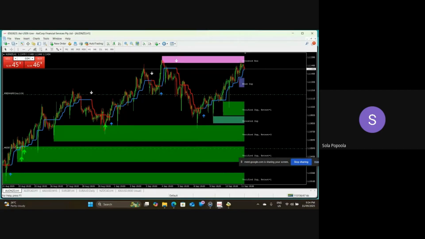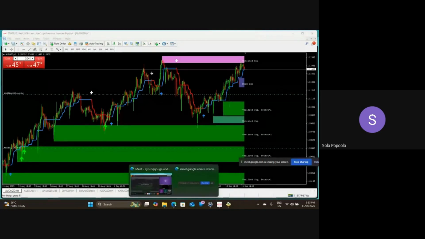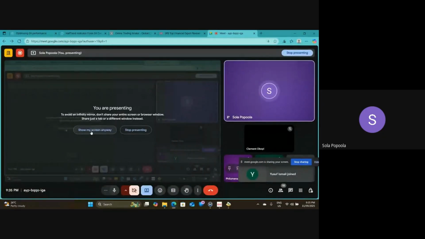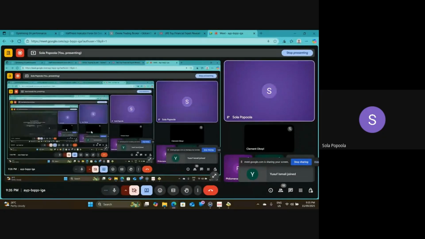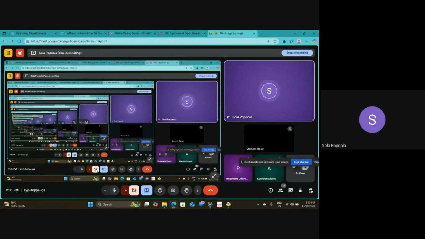Ladies and gentlemen, I believe you understand this. And for those of you that are trading funded accounts, you can put your hedge at 2.5%, depending on your capital. Let me explain something to you here, guys. Oh, I thought I said stop presenting.